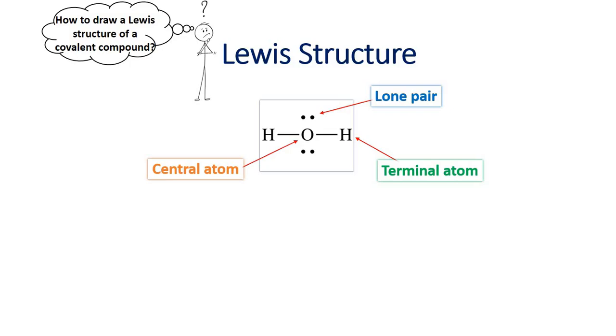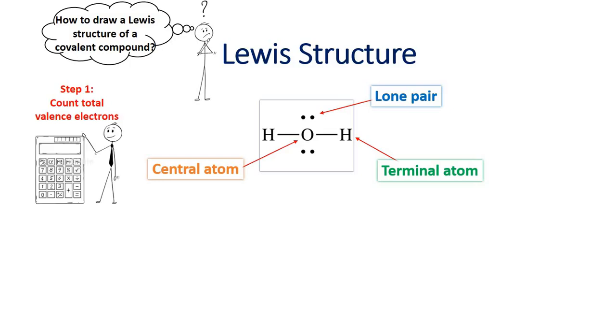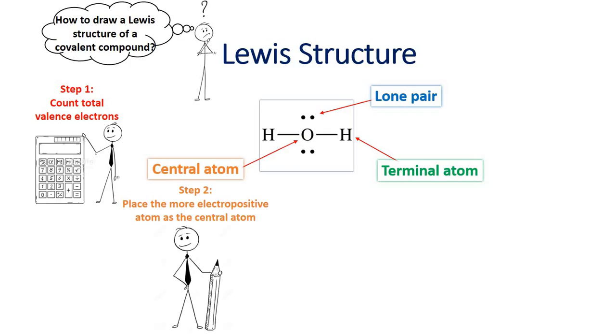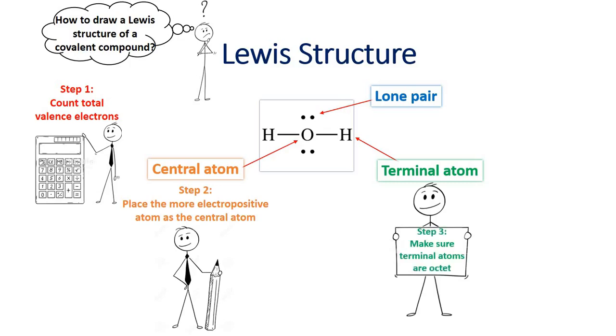So, how to draw a Lewis structure? Step 1. Count total valence electrons. Step 2. Place the more electropositive atom as the central atom. Step 3. Make sure terminal atoms are octet. And step 4. Place the remaining valence electrons on the central atom as lone pair.